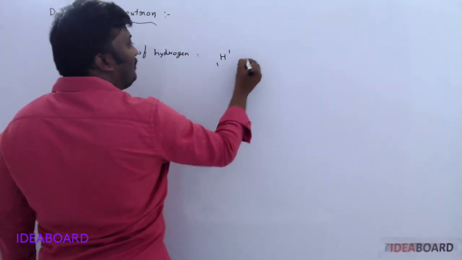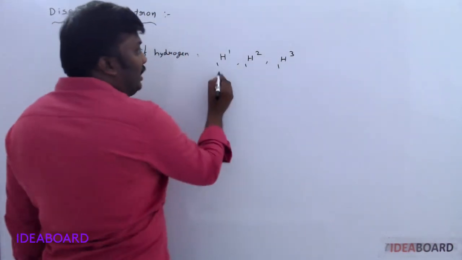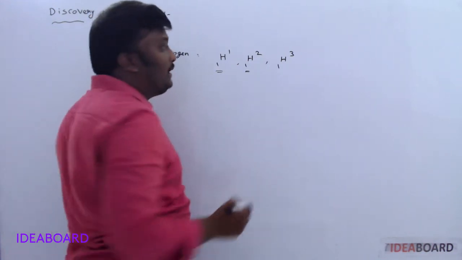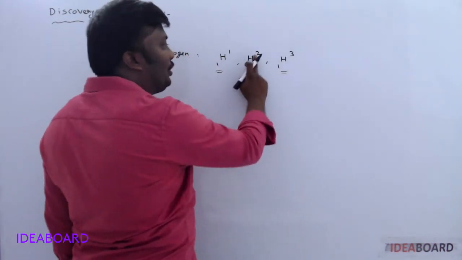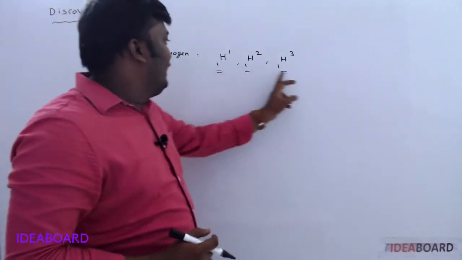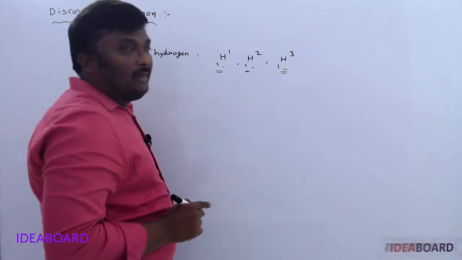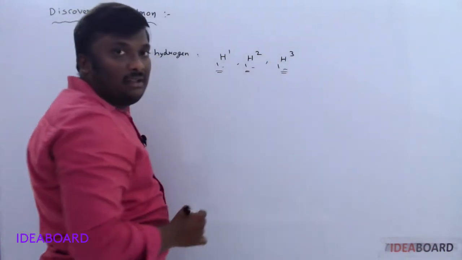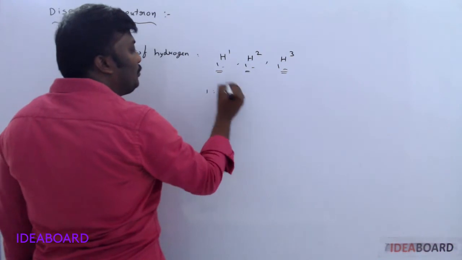One is H11, another one is H12, another one is H13. H11 is called proton, H12 deuteron or deuterium, and H13 is tritium. All these isotopes have one proton, but see the mass numbers are 1, 2, 3. That means their mass ratios are 1 is to 2 is to 3.